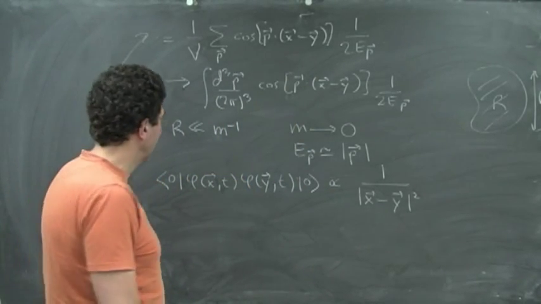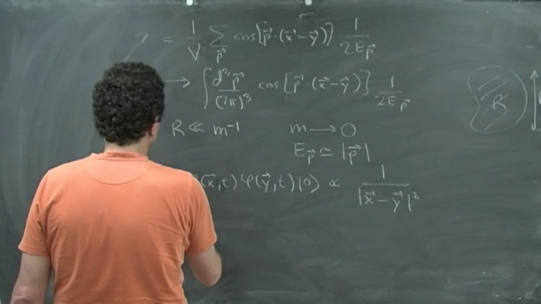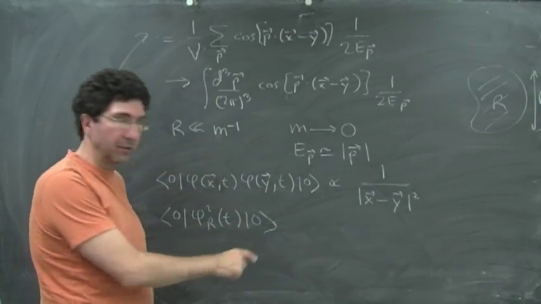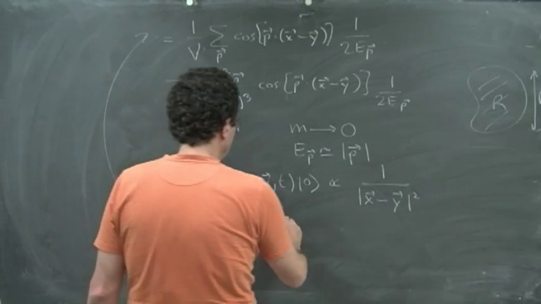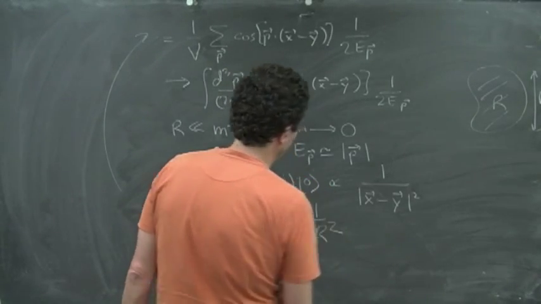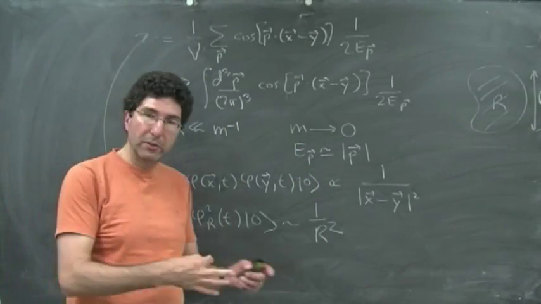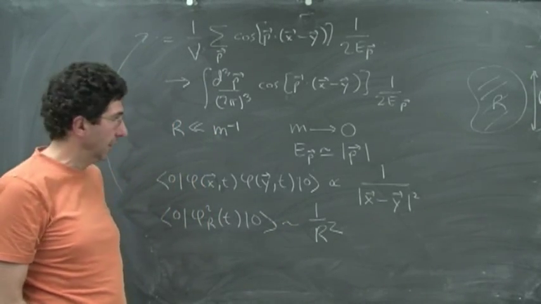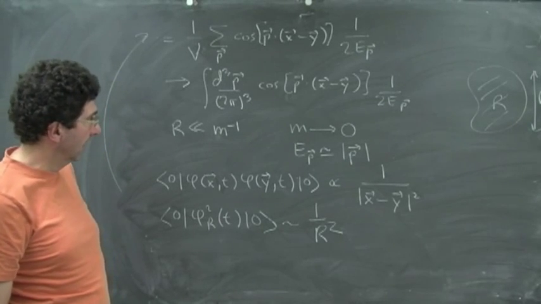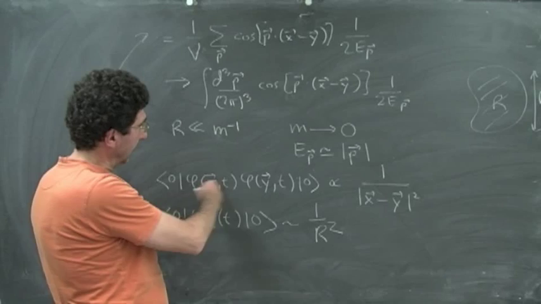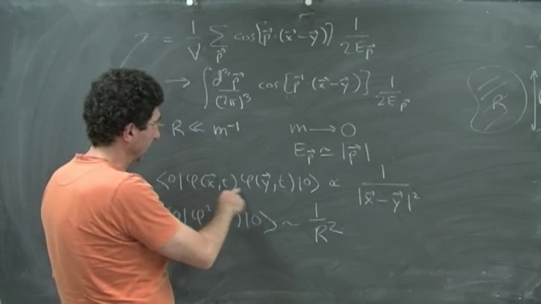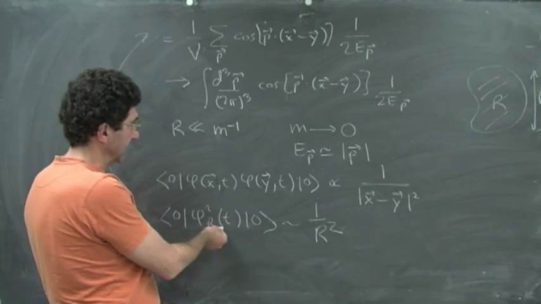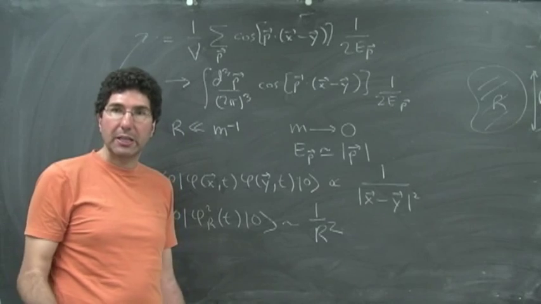Okay? And then, if I plug that back into my expectation value of the squared field like this, then I'm going to get 1 over R squared. The exact prefactor will depend on the exact shape and so on, but it'll be of order 1 over R squared. And this is again just by dimensional analysis. This is equivalent to saying that the fields have units of 1 over length or mass, and so this averaged field has the same units, and so by dimensional analysis it has to be this.